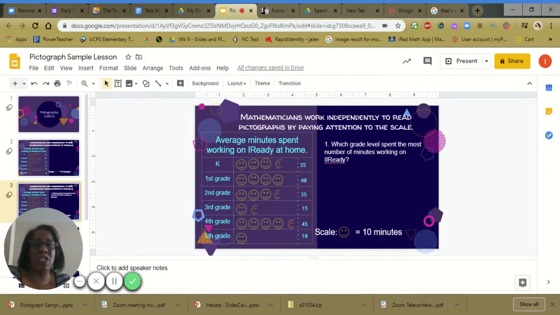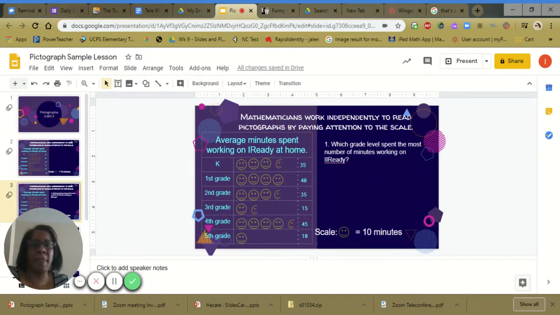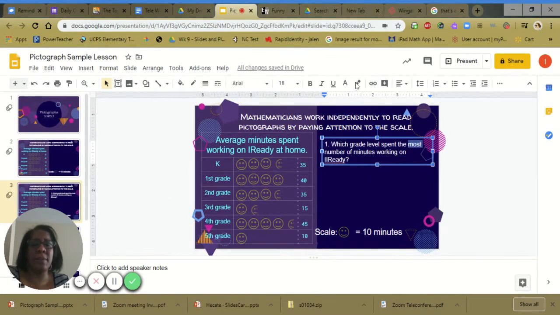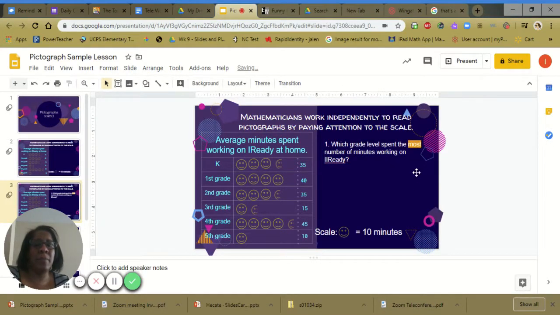So now the question is, which grade level spent the most? Let me see if I can highlight the key pieces of information here. Just bear with me again. This is all new here. I'm just going to click on it here. Okay, and then we're going to highlight which grade level spent the most number of minutes working on iReady.